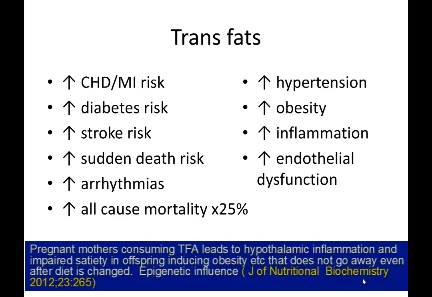But the most important thing, especially for pregnant women, is this. Pregnant mothers consuming trans fatty acids leads to hypothalamic inflammation. Remember, the hypothalamus in the brain of the baby. And so it's going to impair satiety in offspring. That means those babies now lose their receptor balance that says when you're full, and so they don't get full no matter what they're eating. So you can see how it's going to induce obesity that doesn't go away. This is after the baby's born, after their diet's changed.